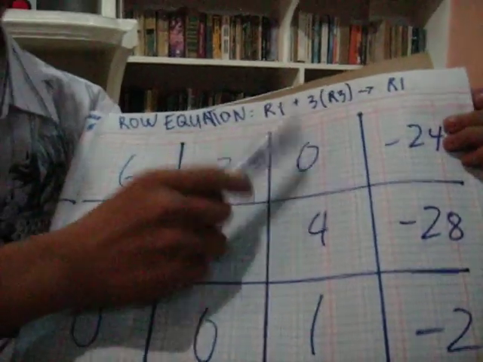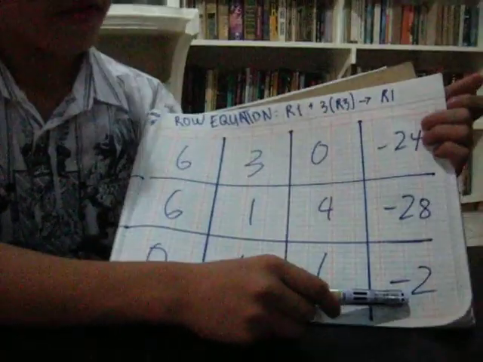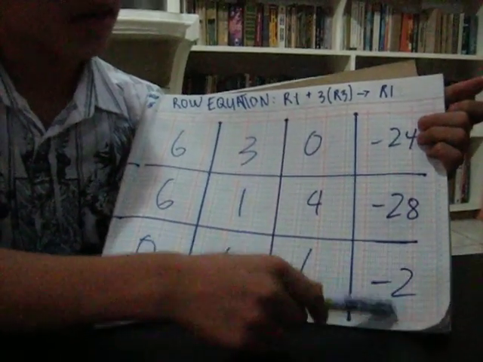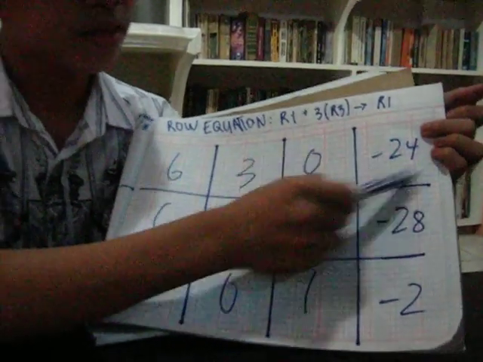Then to the next row equation, we are going to change R1 by adding 3 times R3. The original number here was negative 3, so negative 3 plus 3 equals 0, and negative 3 times negative 2 equals 6, plus negative 18, the past number here, it becomes negative 24.